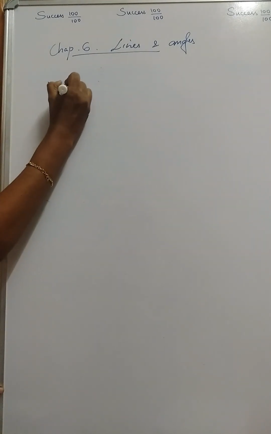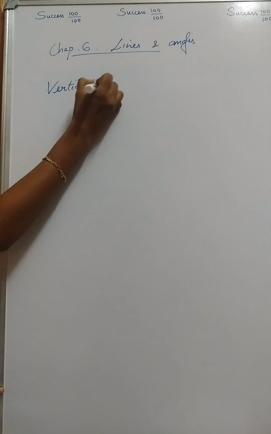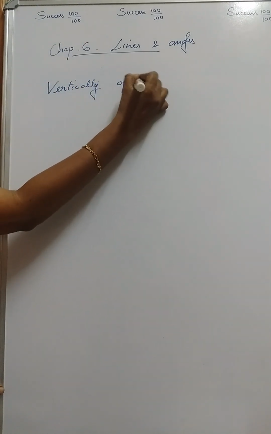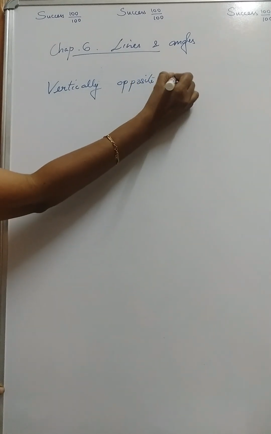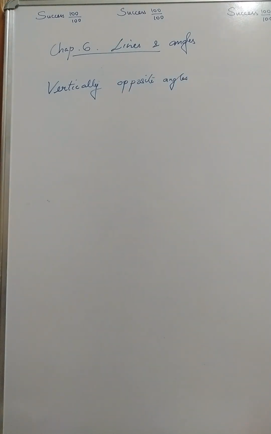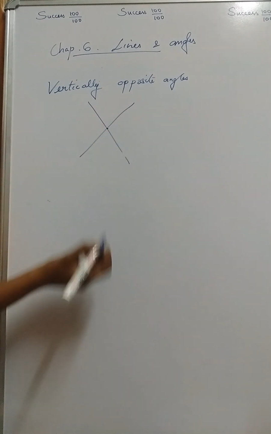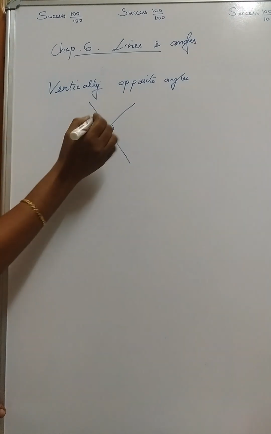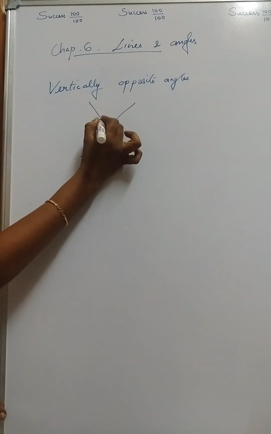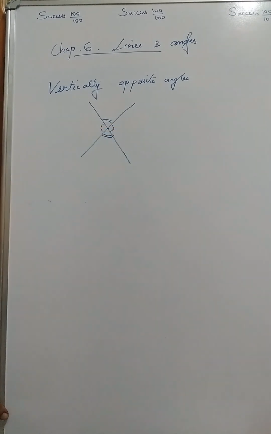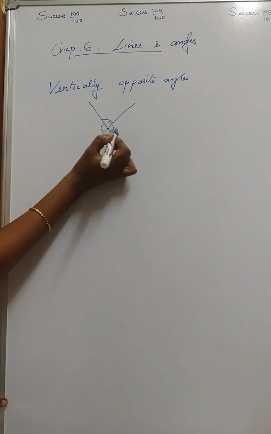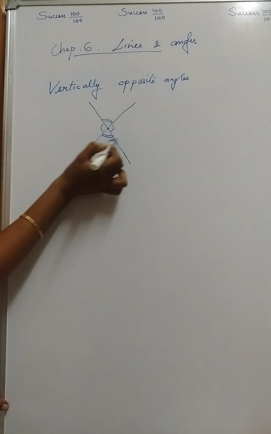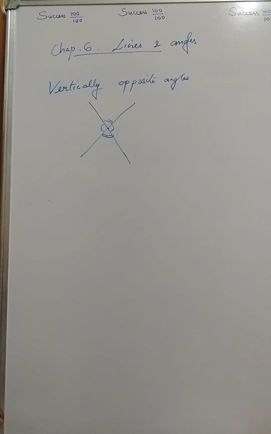So the next one is vertically opposite angles. When I have two intersecting lines, these two angles are called vertically opposite angles and they are equal. Or I can say these two are also vertically opposite angles and they are equal. So vertically opposite angles are always equal. The complete angle is 360 degrees.